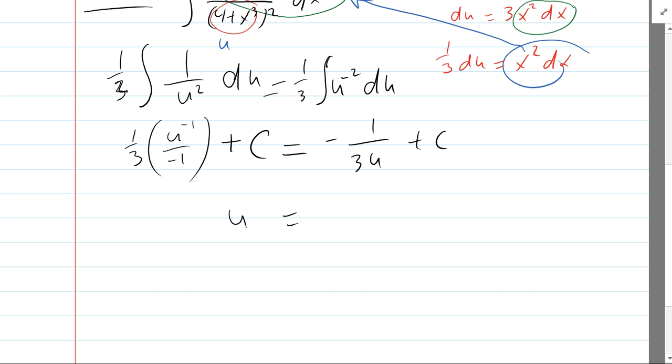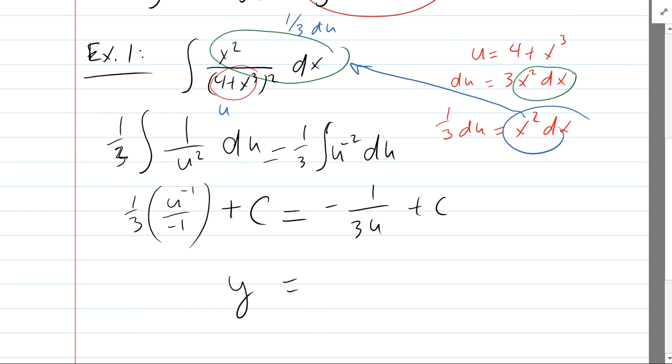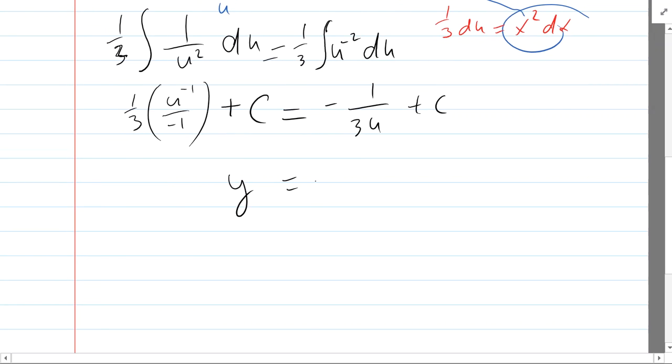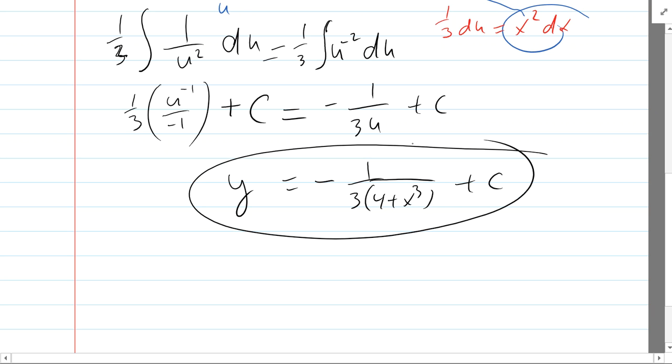And by the way, this is equal to y. So y is equal to negative 1 over 3. What was my original function? 4 plus x cubed plus c. Close. It weren't bad, were it?